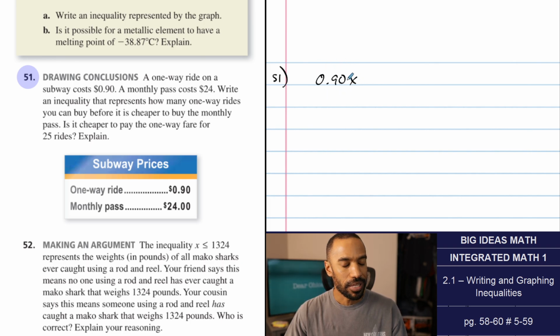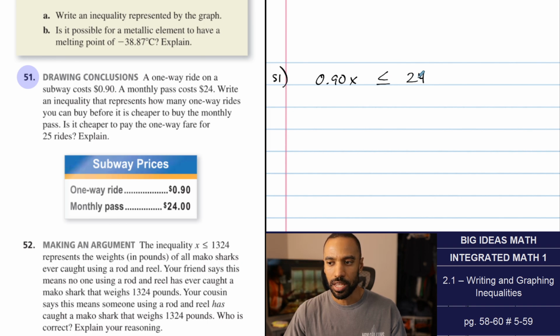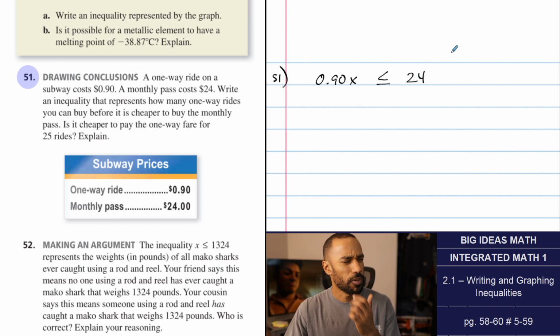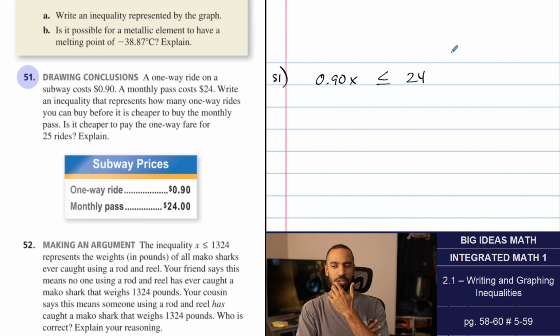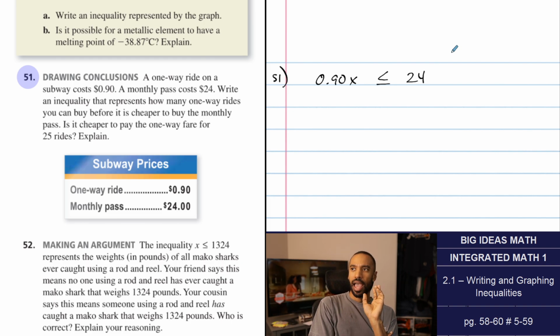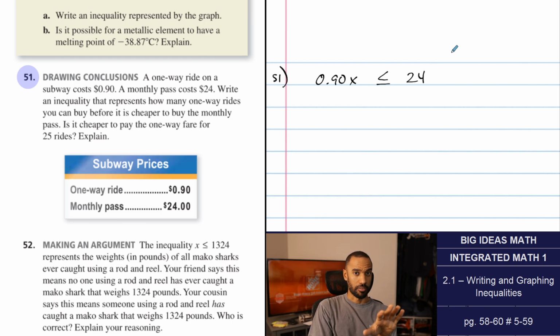This says how many one-way rides you can buy before it is cheaper to buy the monthly pass. This thing will be less than or equal to that. Sorry, spending money on monthly things. This is how many rides you can do while it's still cheaper than this, before this ends up being a better deal. So 90 cents per ride times the number of rides is that one, and then less than or equal to 24 is that one. So hopefully that's making sense. I'm saying it for you as much as I'm saying it for me. x is the number of times. Remember, we're not solving. We're going to test a solution on 25.